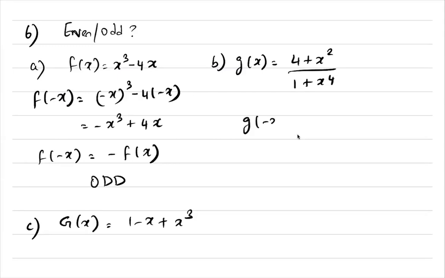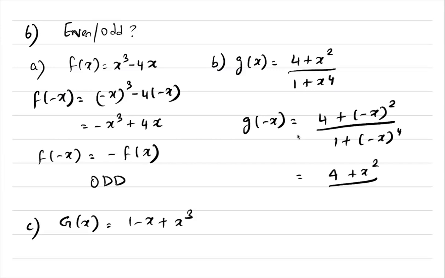So in the next problem again, I will replace the x with -x and see what happens. So when I do so, negative raised to an even power becomes positive. So then I see that I get back the original function. That means g of -x is the same as g of x. Therefore, this function is even.